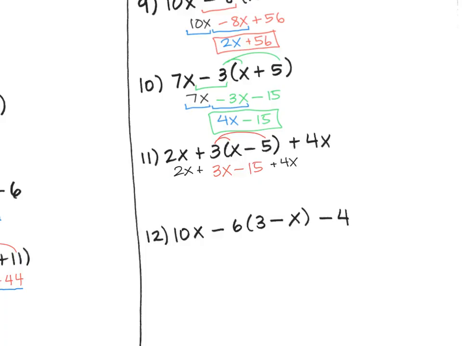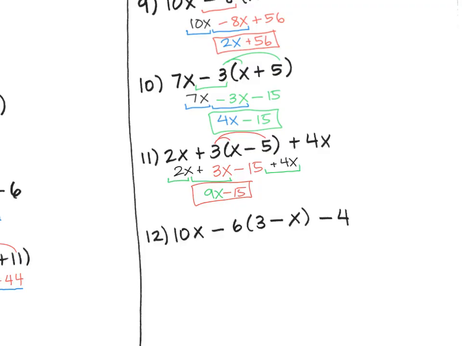Okay, let's see if there's any x's. 2x, oh, I have a plus 3x. Oh, but I also have a plus 4x. So I need to add up all 3 terms. Let's see, 2x plus 3x is 5x, 5x plus 4x is 9x. Okay, and then I just have that minus 15, which I cannot forget about.